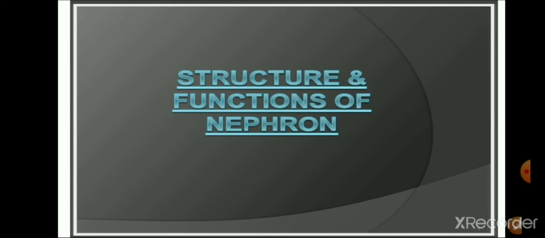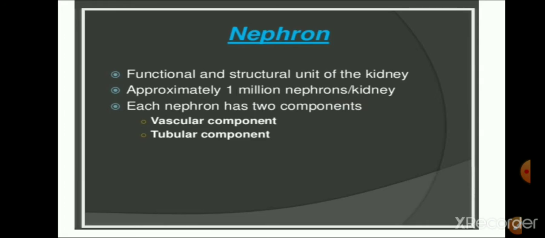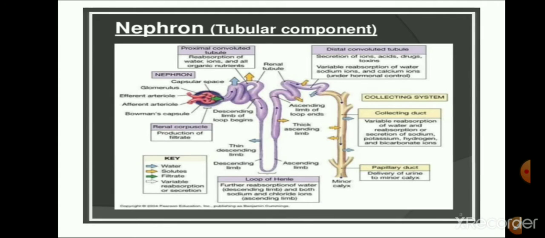The nephron is the structural and functional unit of the kidney or excretory system. There are millions of nephrons in each kidney. Each nephron has two components. One is vascular and the other is tubular. Let us study the structure of the nephron in detail.